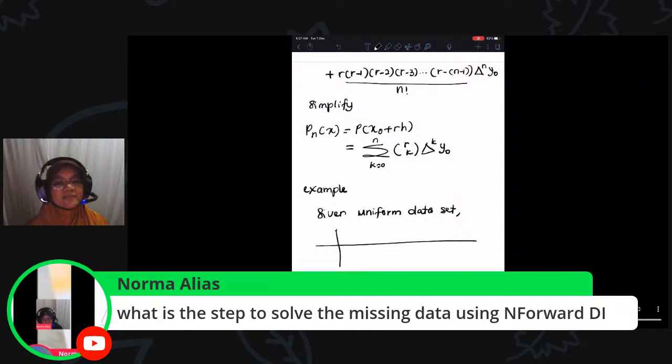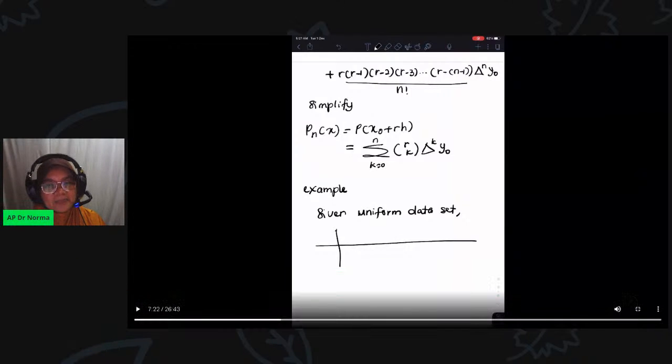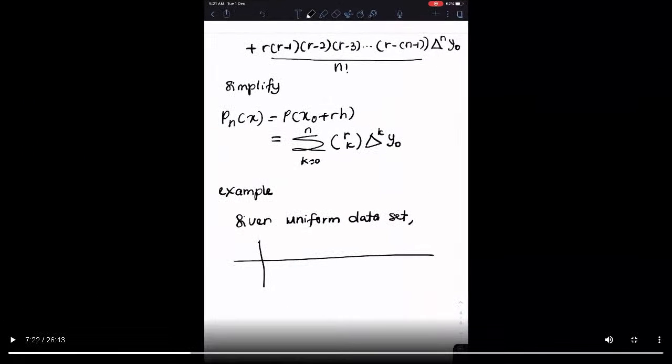First, as usual, using Newton divided difference, we need to create a table. Second, we apply the formula of the summation r_k Δ^k y0, and then replace x with the missing data, and you can get y. So there are two steps: use the table, and replace in the formula P_n(x) with x equal to the missing data. It's very simple. Now we continue.